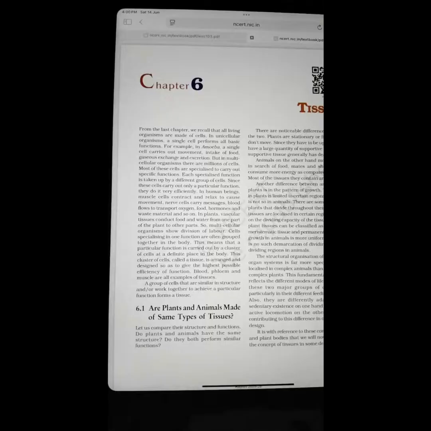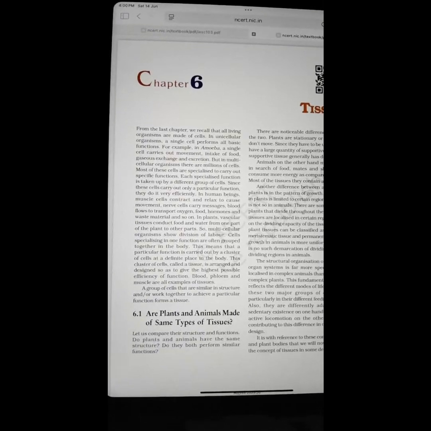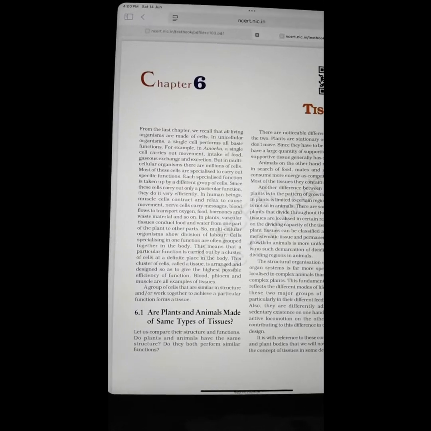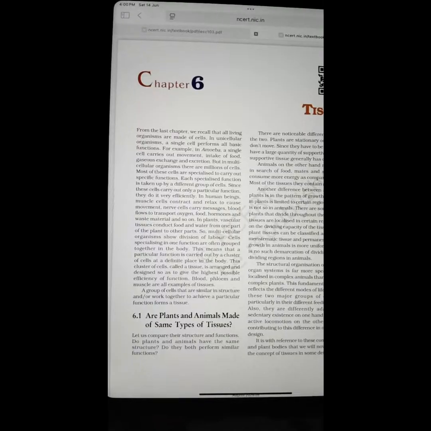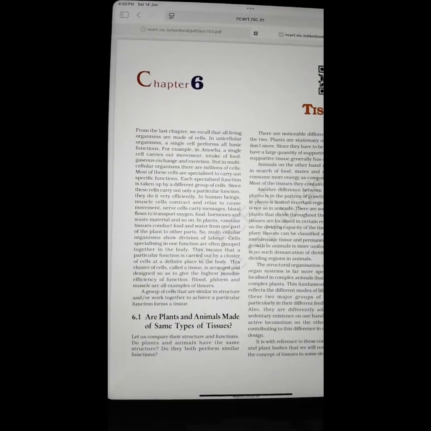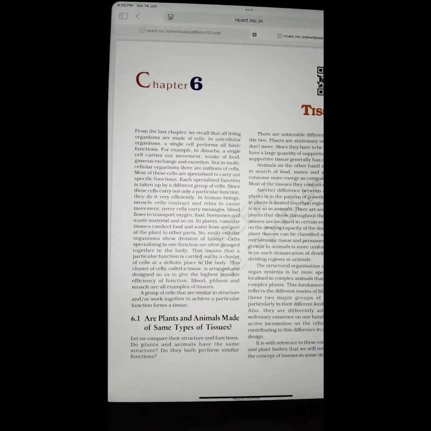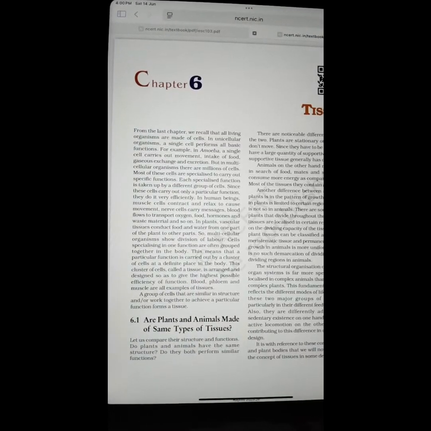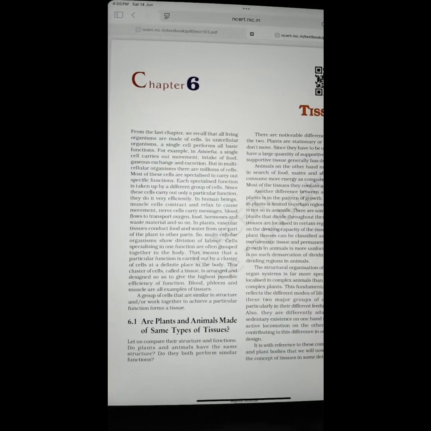Let's move further. Let's begin with chapter 6, Tissues. From the last chapter, we recall that all living organisms are made up of cells. In unicellular organisms, a single cell performs all basic functions. For example, in amoeba, a single cell carries out movement, intake of food, gaseous exchange, and excretion.